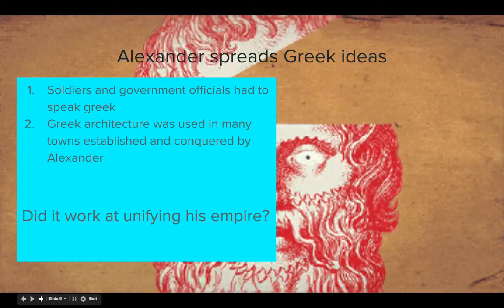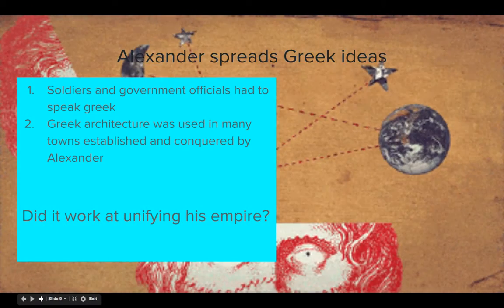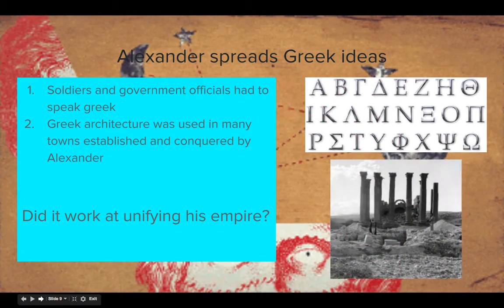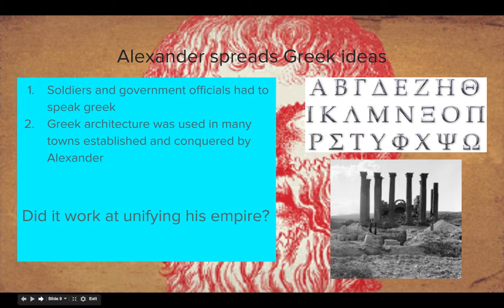So, did it work? That's what we have to ask ourselves. We look at some of the evidence and we try to figure this out. There's an example of the Greek alphabet and some of the Greek architecture that you might find throughout his empire.